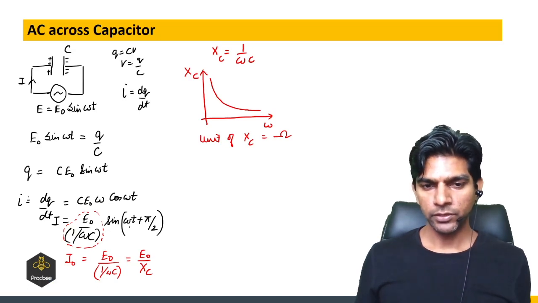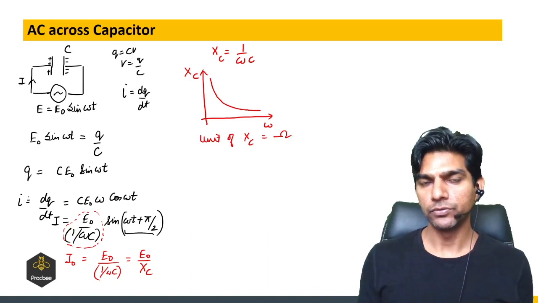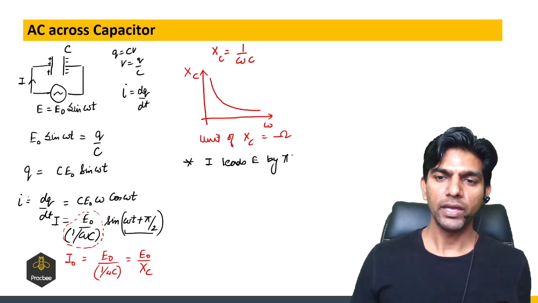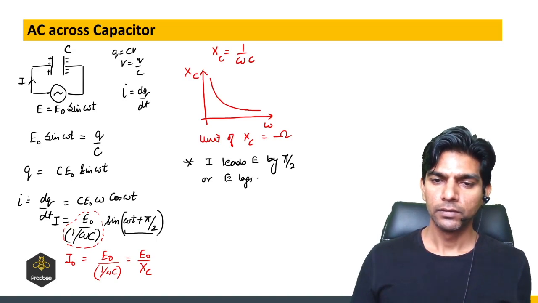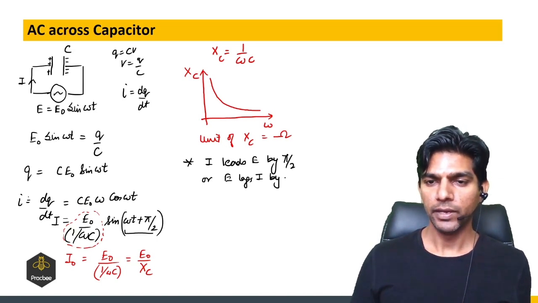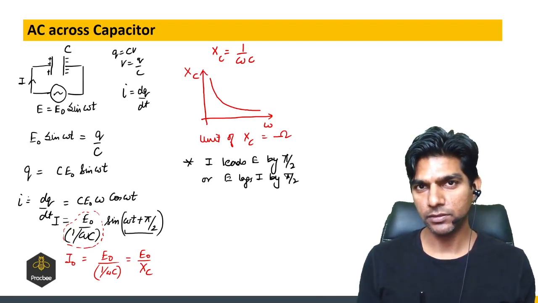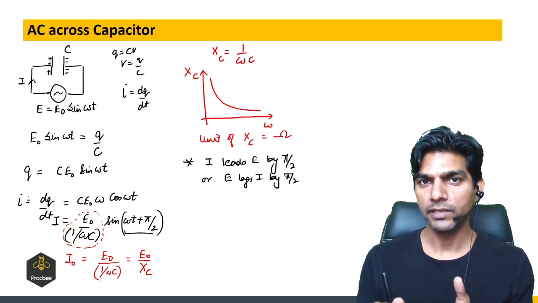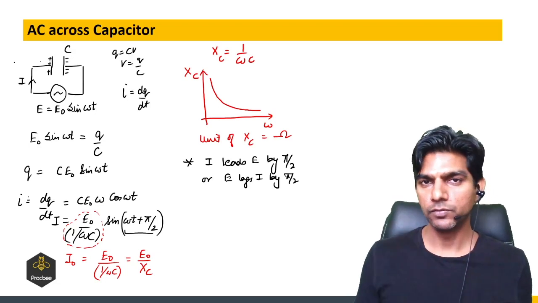And one more important thing you have to remember is in this case, the current is leading the voltage by pi by 2. So I leads E by pi by 2. Or we can write this as E lags I by pi by 2. So what you can remember, whenever we have a capacitor, then the voltage across the capacitor will lag the current by pi by 2. That you should remember. So I is the current, E is the voltage across the capacitor.